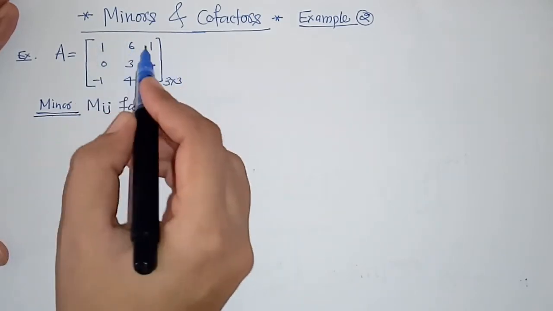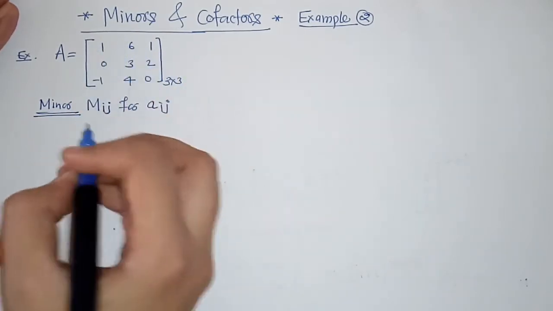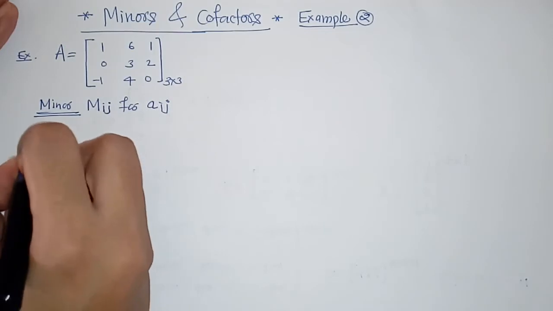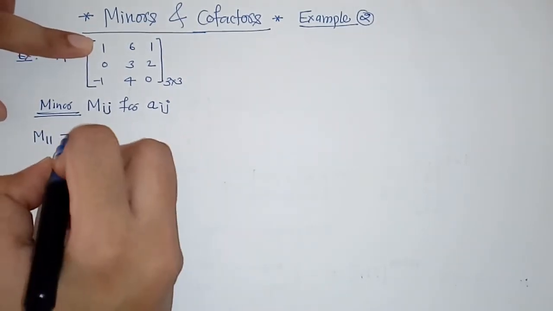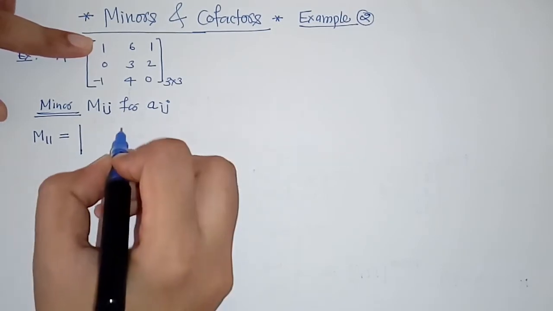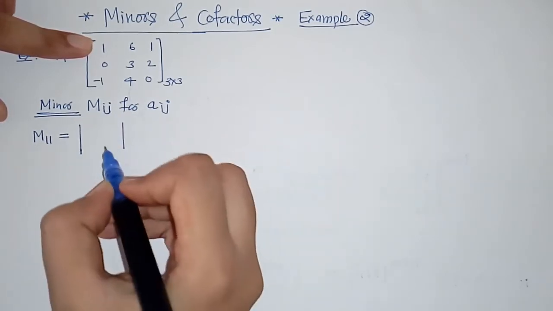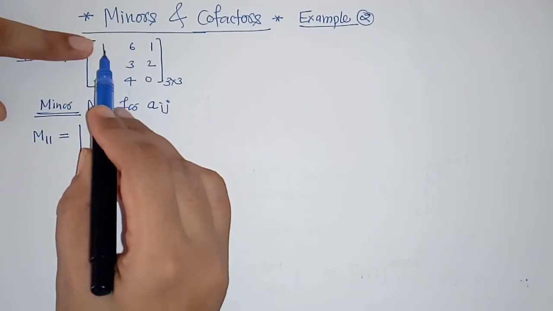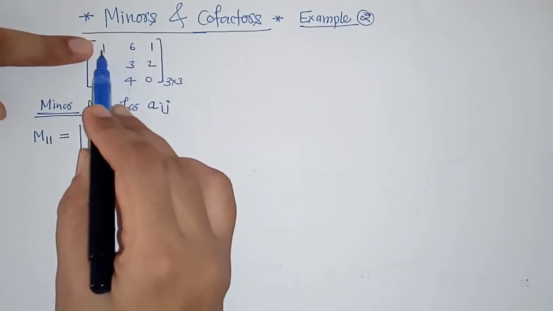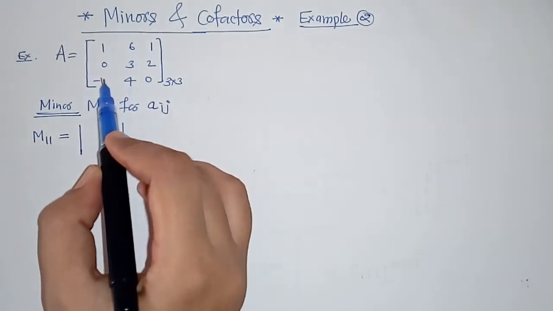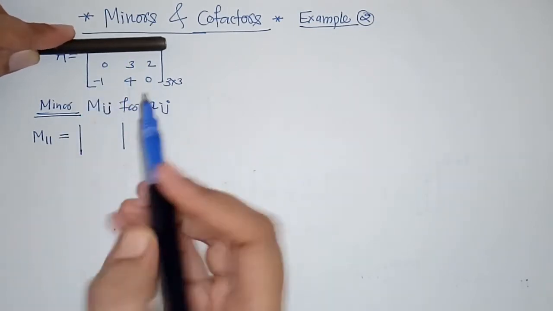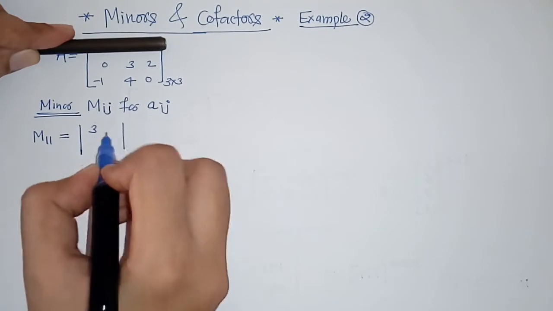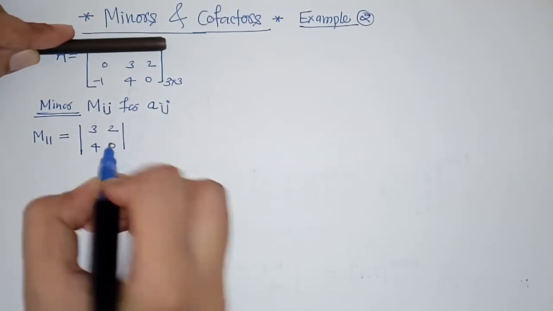So we have to find all 9 minors. We will write here the first minor for this element a11. How to find the minor for this element? We have to exclude the first row and first column, and the remaining elements we have to write in a determinant. So the remaining elements are 3 2 4 0.